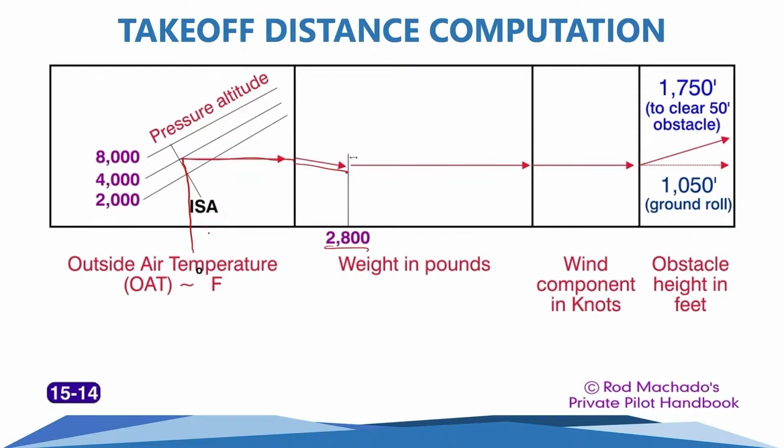And once I get to that weight, then I'm going to follow it straight across. And then if there's a wind component, you'll either have a headwind or a tailwind or nothing. Then you'll basically follow those lines as well. Okay, they're not necessarily going to be colored lines, so I'll show you in this example right here.